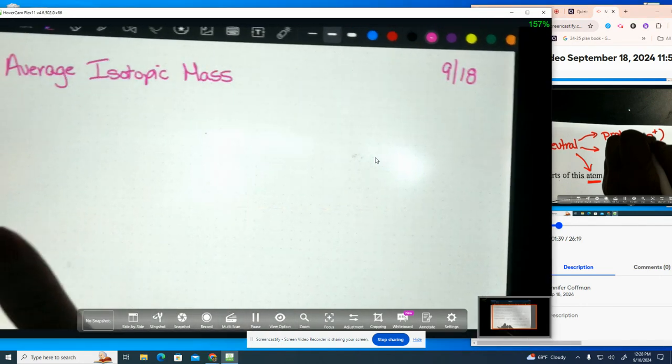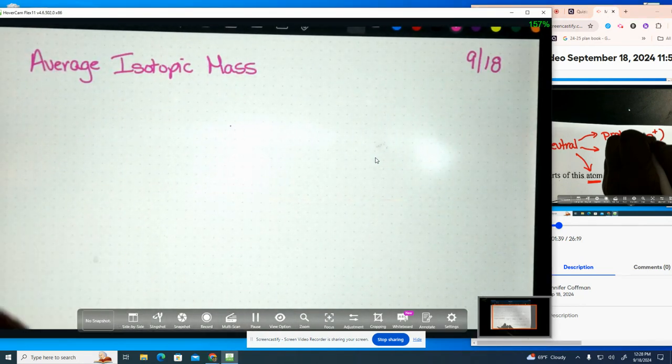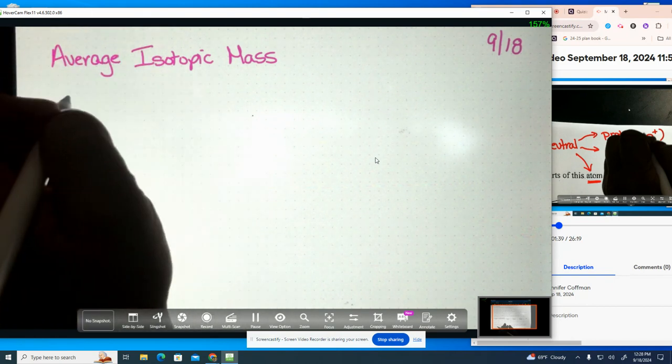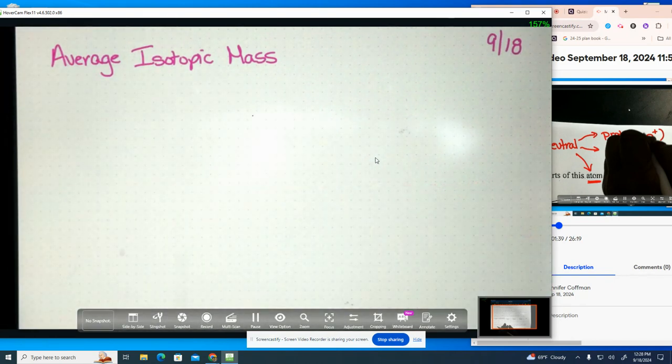We kind of talked about this last period, but let's go over it. When you're doing an average in math class, you take all the things that you have, add them all up, and then divide by the number of objects that you had. That's how you do an average. Because we're dealing with atoms, they are too small for us to do that, so we need to rely on something called percent abundances. How much of these atoms do we have?